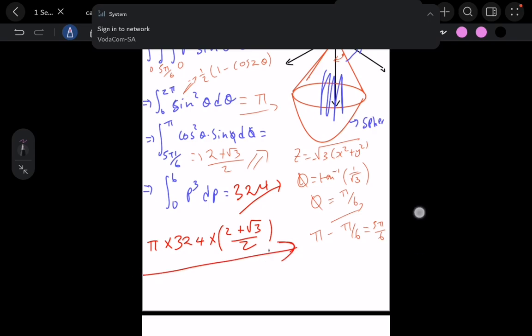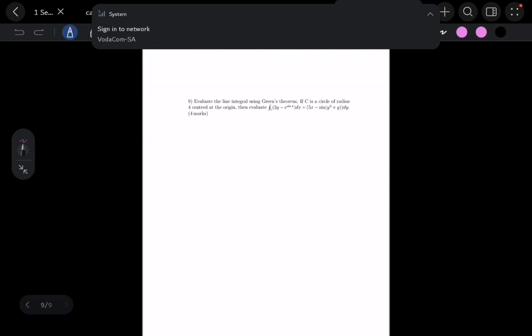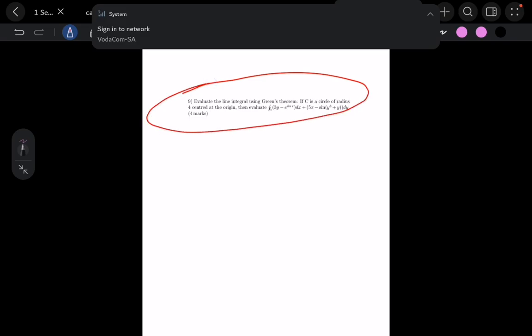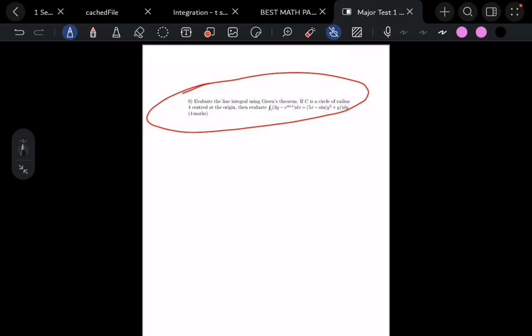And then question 9, it is the line integral. It is not part of your major test, so I'm not going to do it. But to do it, you need to first understand the line integrals and Green's theorem.